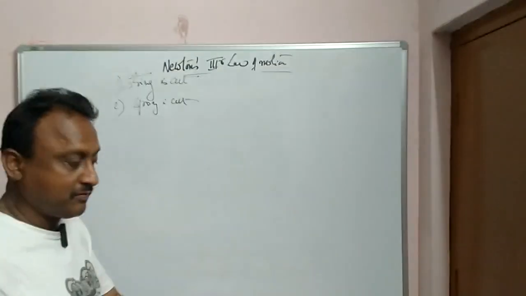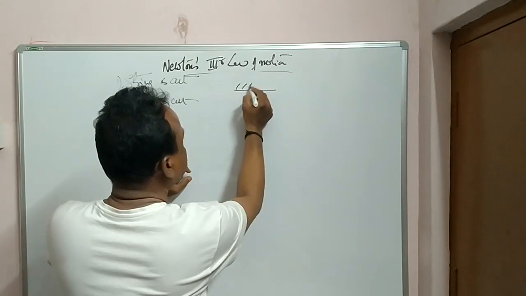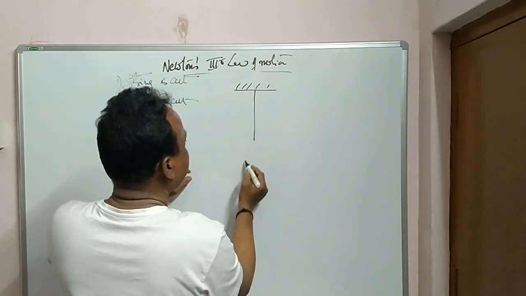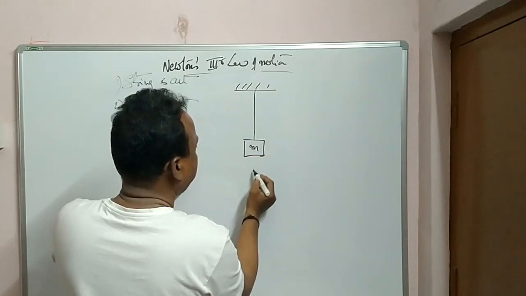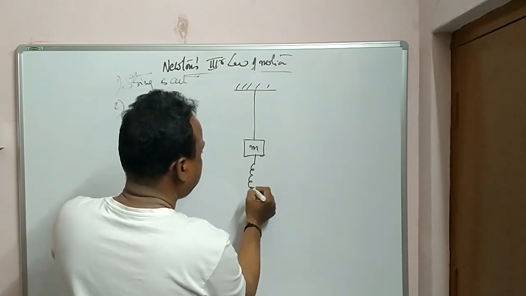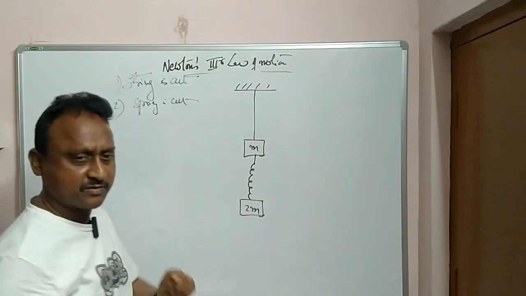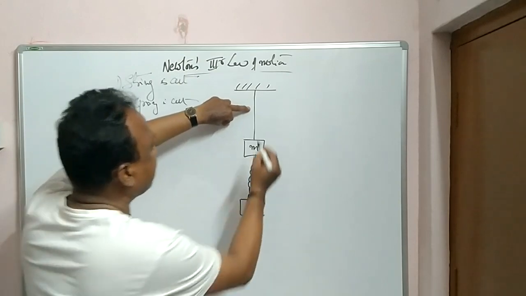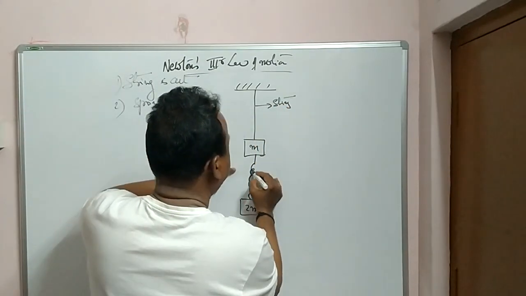So one thing you have to make in your mind, see, I'll give a small example also. This is string. Let a block having mass m. Now for this I am attaching a spring. Let the mass be 2m. A small example. Now this is string. This is the string, and this is spring.